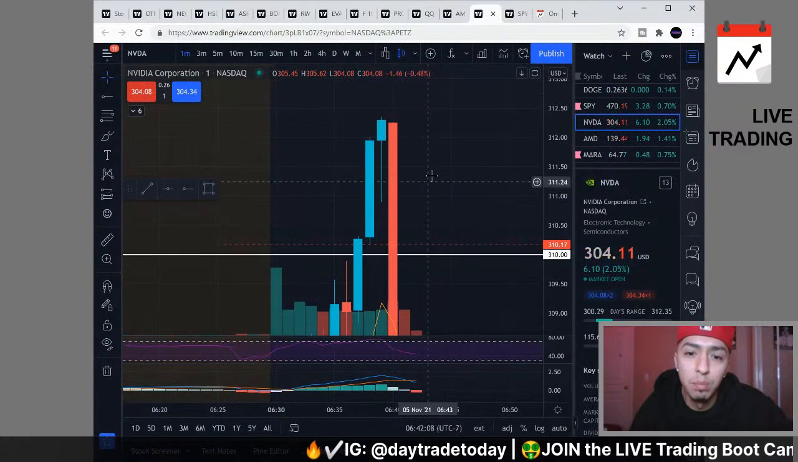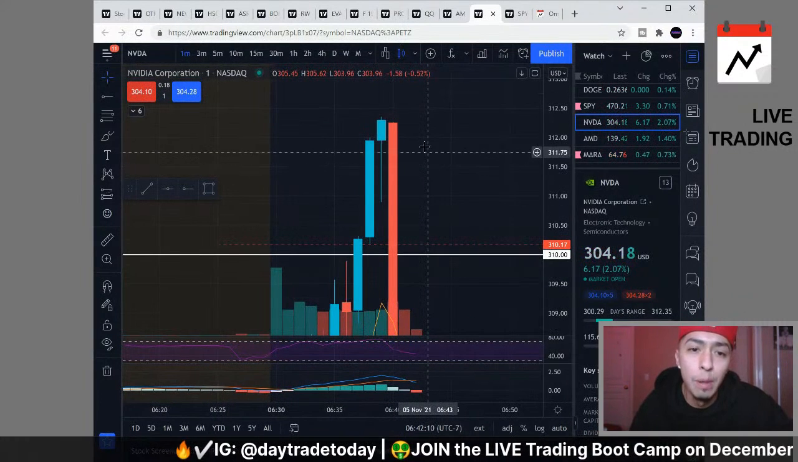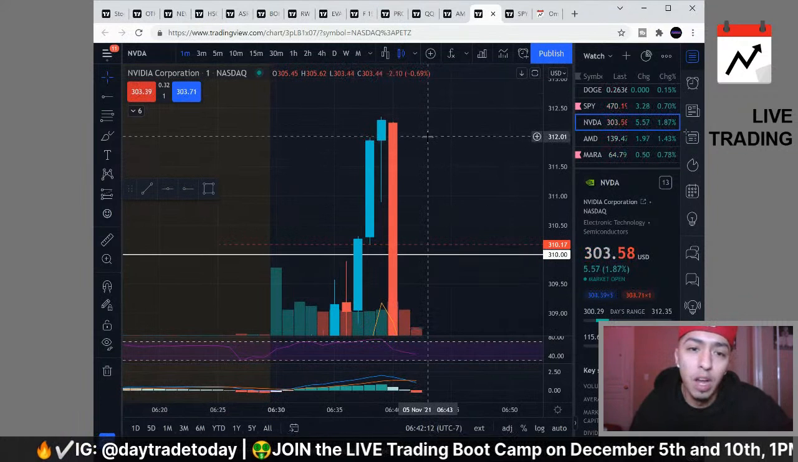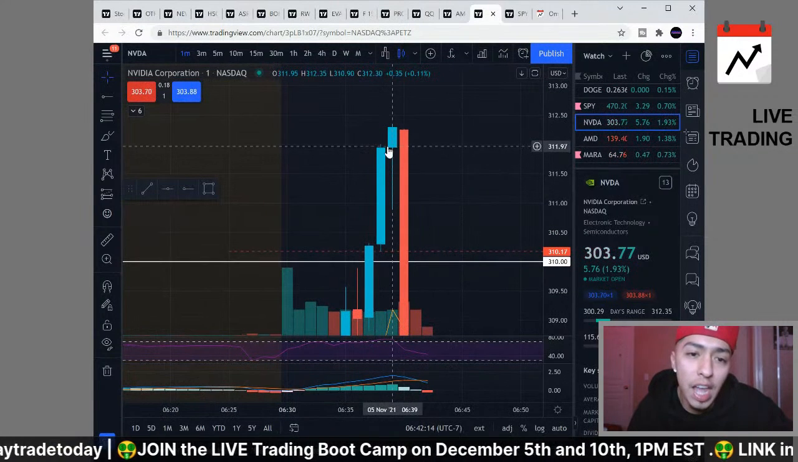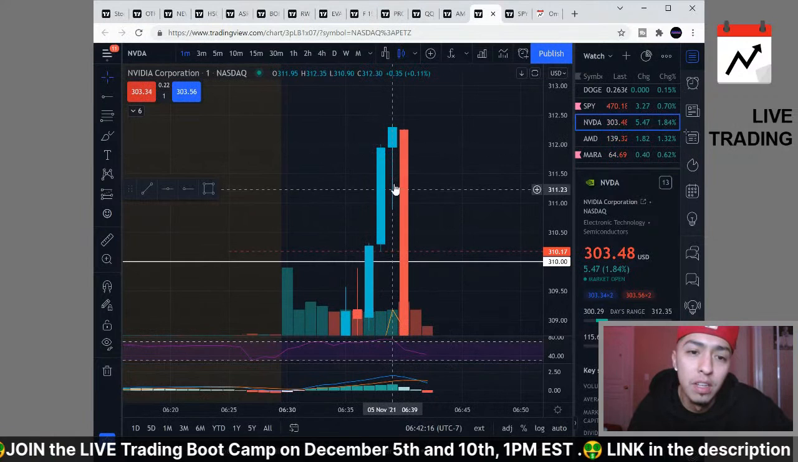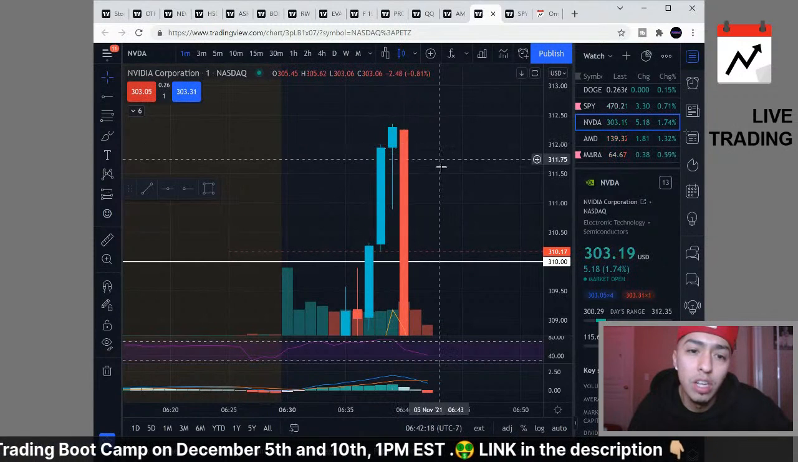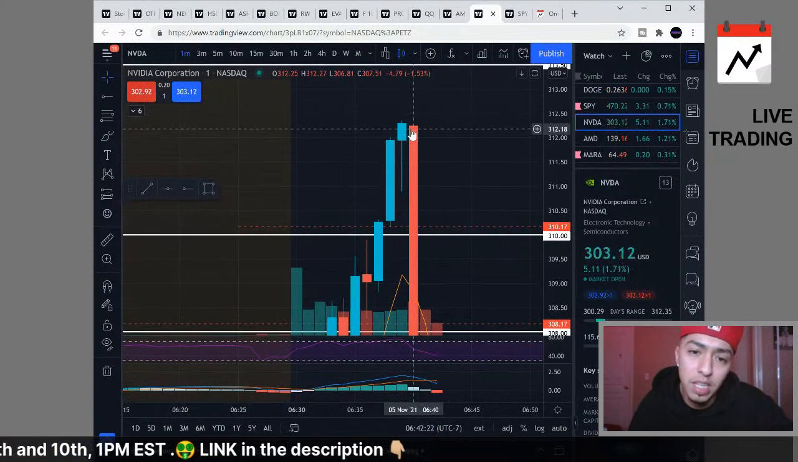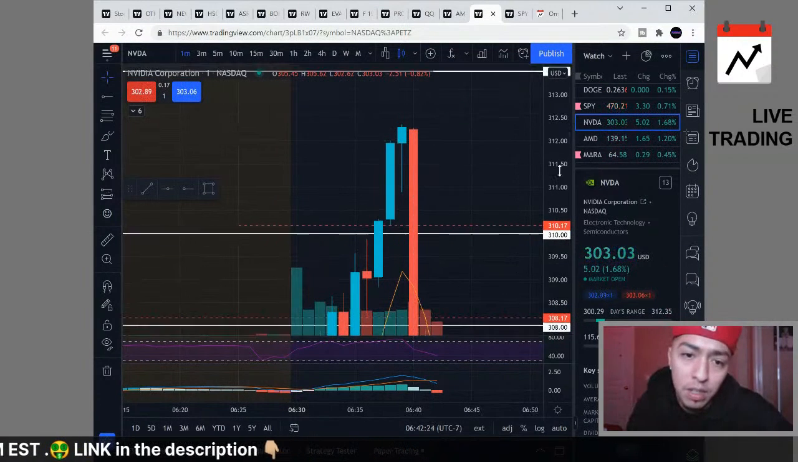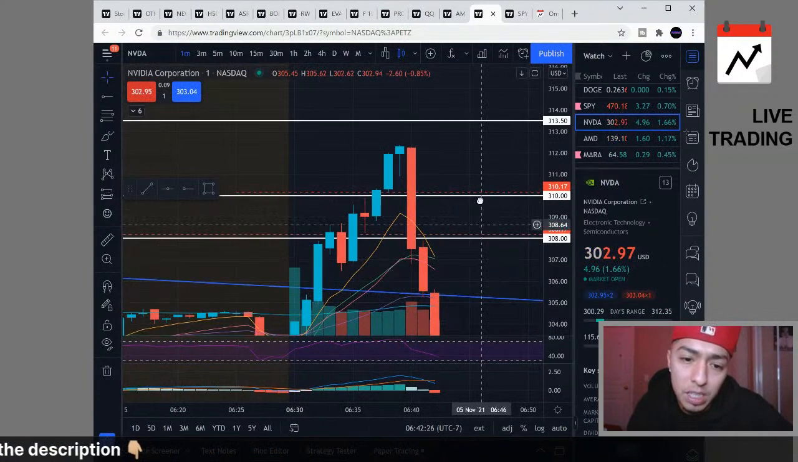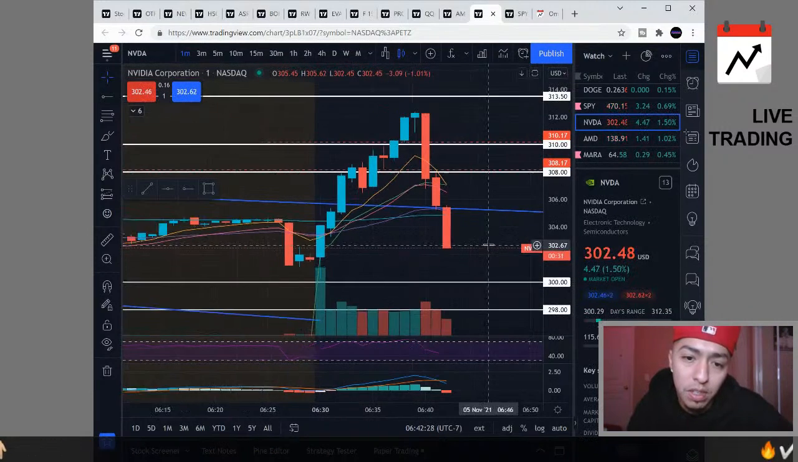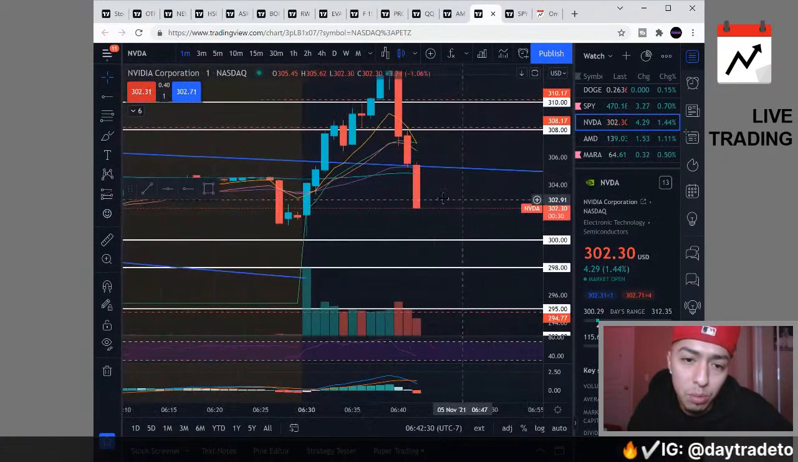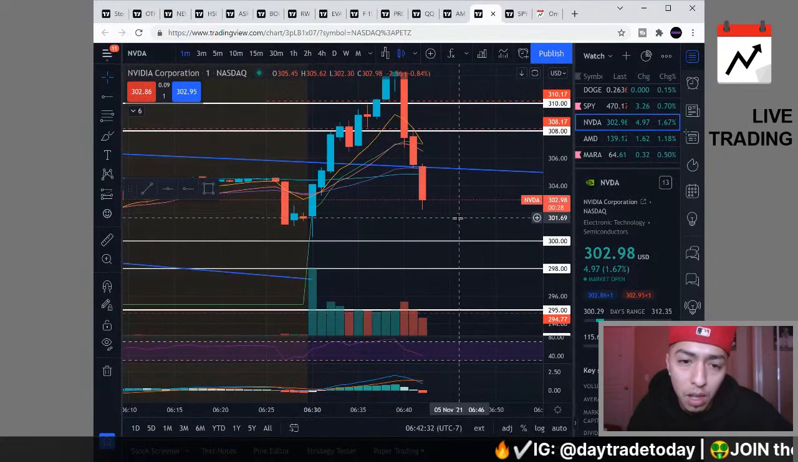I would have taken some profits maybe at 311.50, and then probably at 312. If I would have seen that this wick right here started to happen, or was looking a little overextended, I'd probably just take full profits on there. But NVDA is pulling back hard. It's pulling back very hard. So I hope nobody got caught in that rug pull.